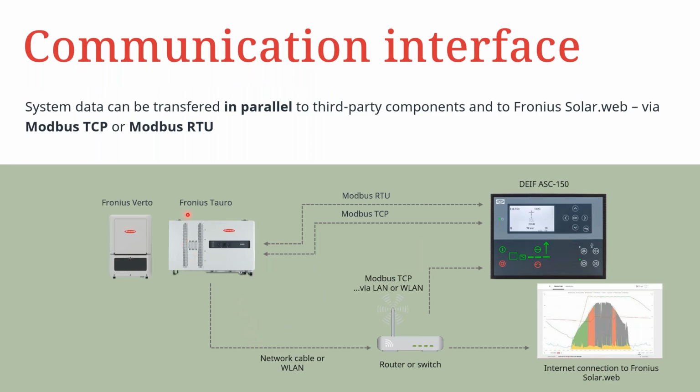So it's just a bit on the communication interface. Your system data can be transferred in parallel to third-party components and to Fronius Solar.web via Modbus TCP or Modbus RTU. With the controller example, we're using a DIFE 150 hybrid. Here we're using either Modbus TCP or Modbus RTU to communicate from the controller back through to the inverter itself. From here, we'll then have a LAN or WLAN connection, which will communicate via our router or switch, and then allow us to output our data through to Fronius Solar.web itself.